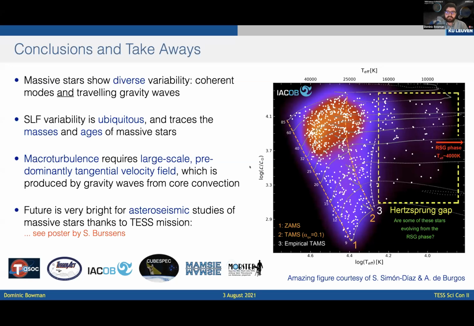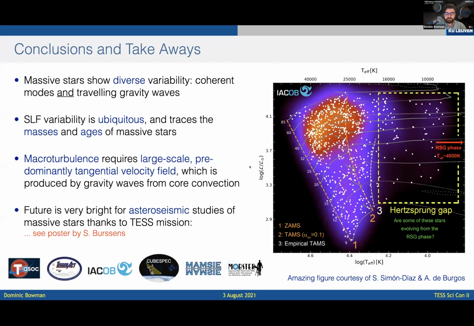But what I've hopefully convinced you about today is that massive stars show both coherent modes and stochastic variability, which is caused by gravity waves. And this is nearly ubiquitous in the massive stars, and we can use it to probe the masses and the ages, at least indirectly, directly from the TESS light curves. And we've linked that now to macroturbulence, which is the large-scale, predominantly tangential velocity field, which we believe is caused by gravity waves from core convection.